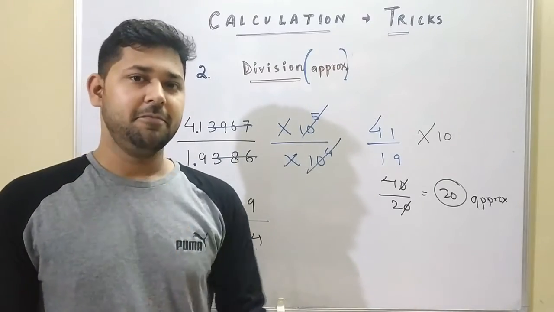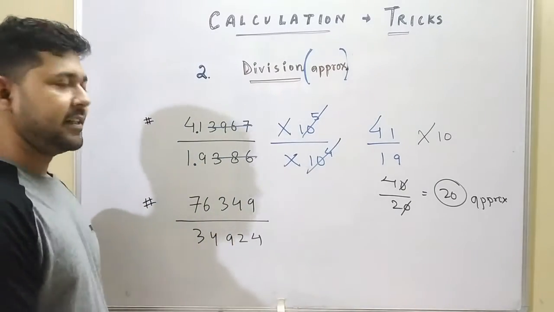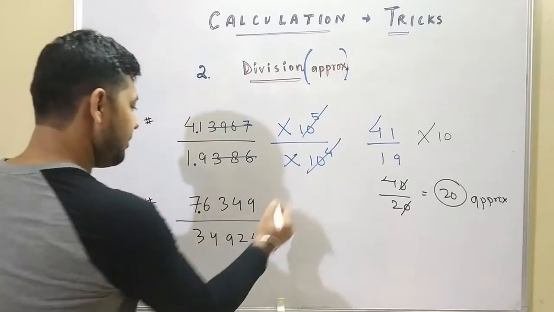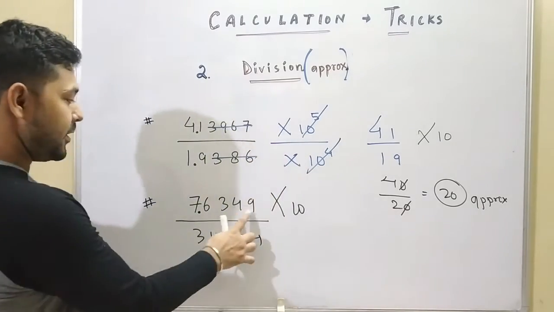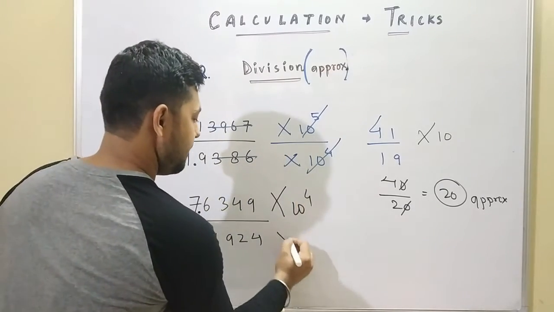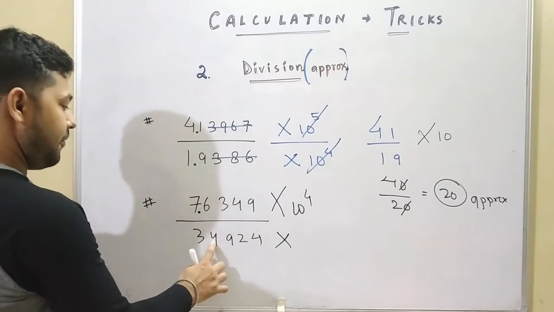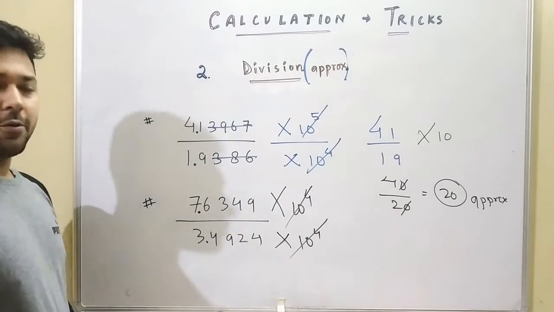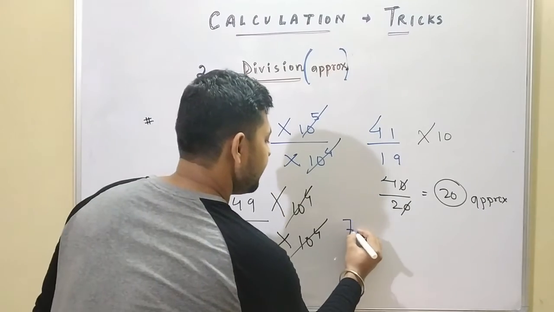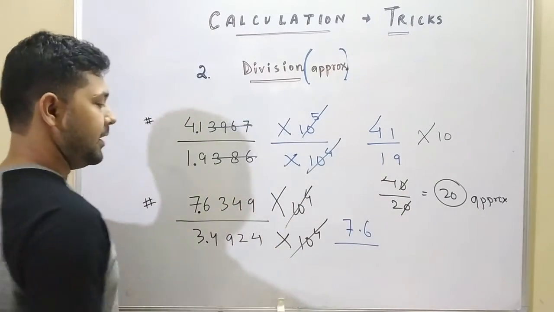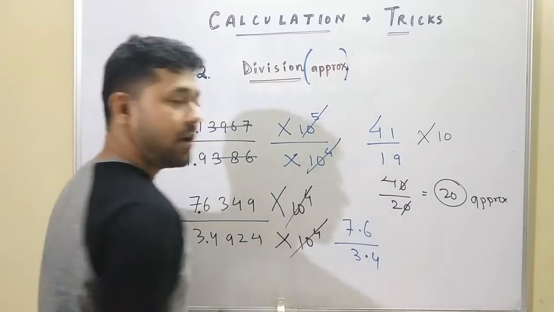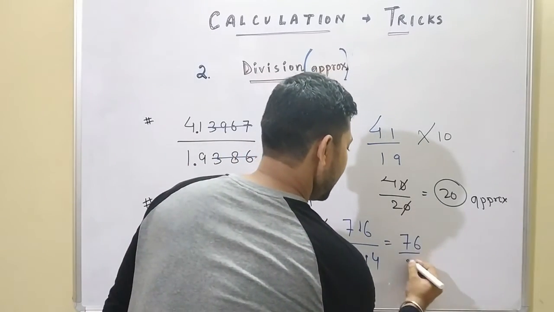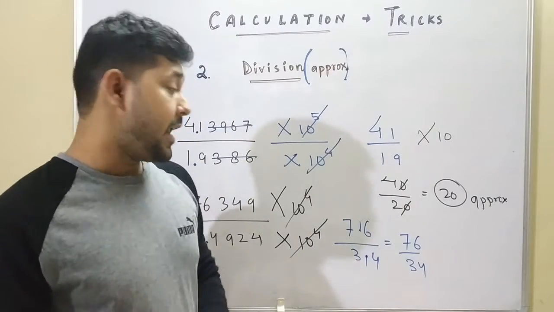Okay, one more problem we're going to do. Here it is. Again, the same thing. I'm going to place the decimal here. Now multiply by 10 raised to, 1, 2, 3, 4. 4. Yes. 1, 2, 3, 4. Yes, 4. This is going to cancel out. And now again I am having 7.6 divided by 3.4. So again, just cancel out this decimal: 76 upon 34.